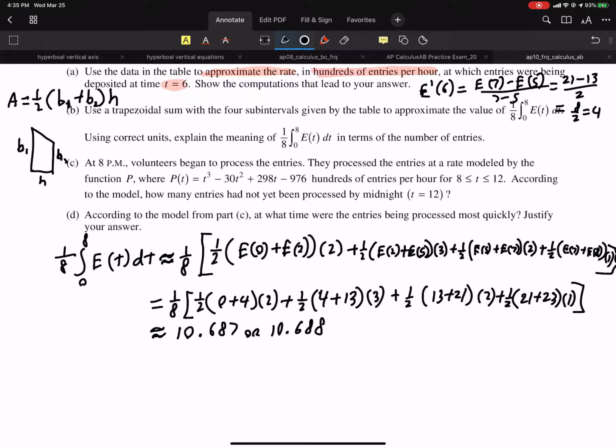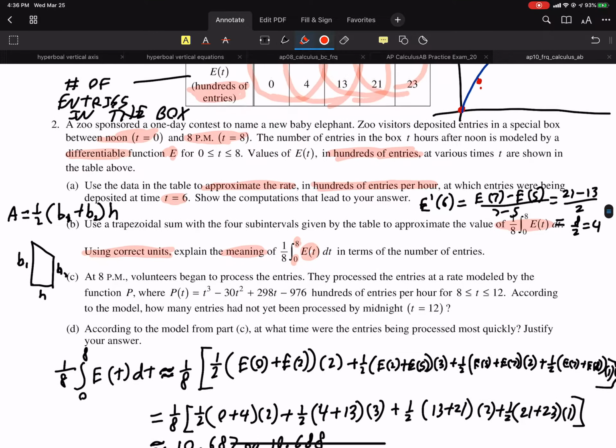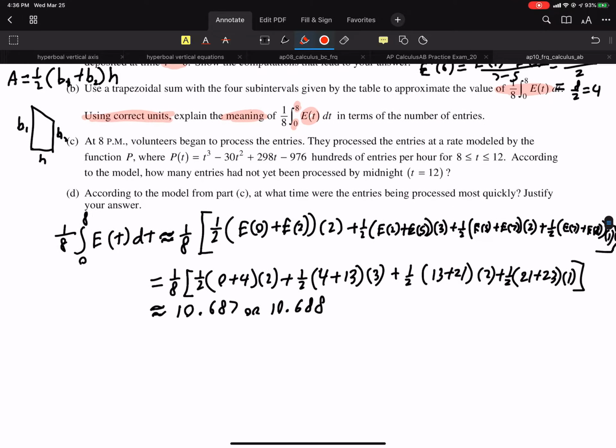Now, let's reread the question and make sure we answered everything. Use a trapezoidal sum with 4 subintervals to approximate the value. We did that. Now they want correct units and the meaning of this. You need to recognize this as the average. To find the average, you integrate a function and divide it by its width, which is 8. So this is the average of E from 0 to 8. But what is E? So we have to look up. E is the number of entries in the box.